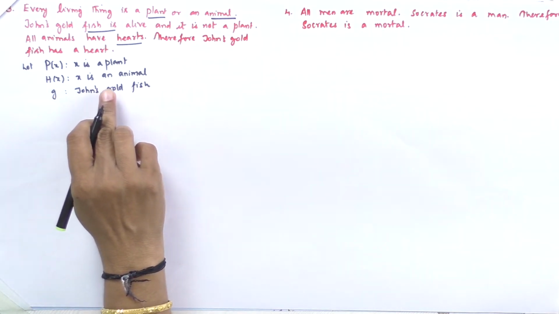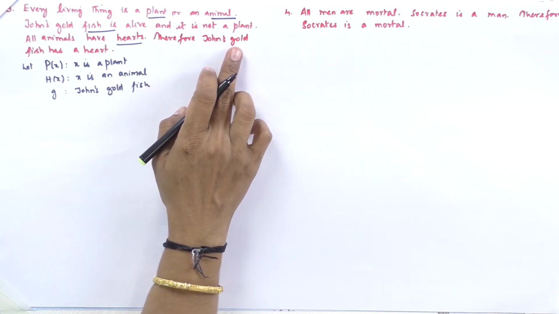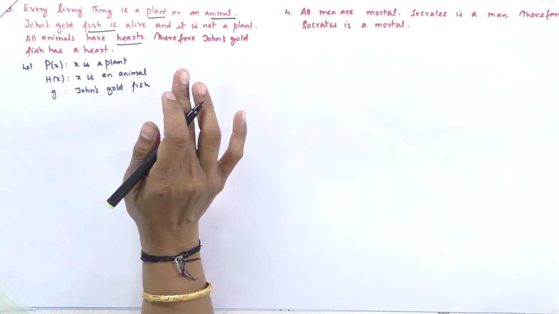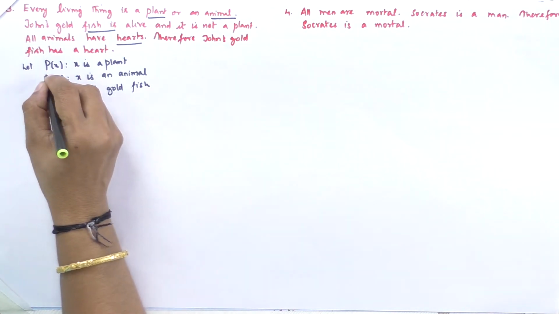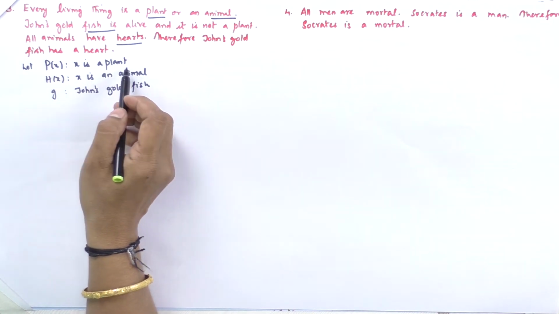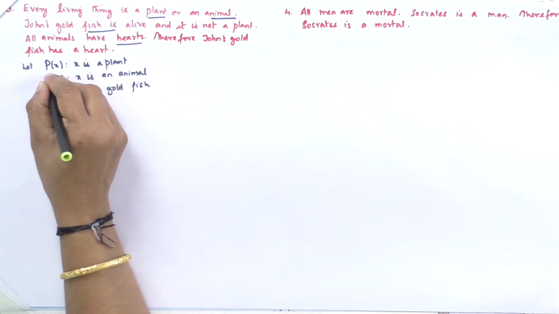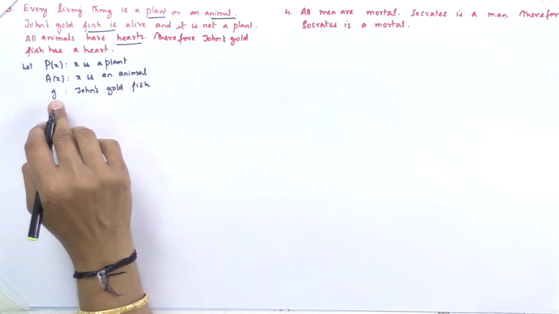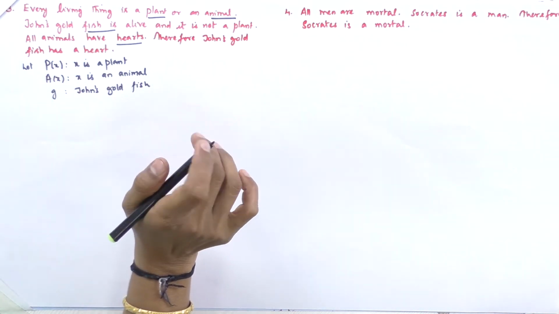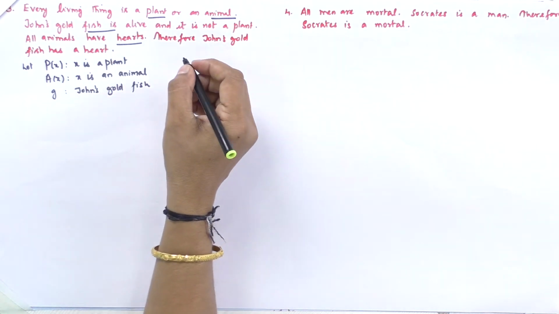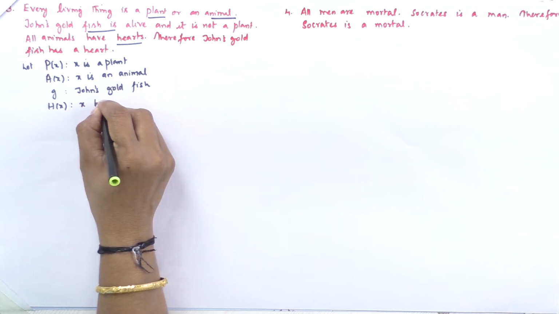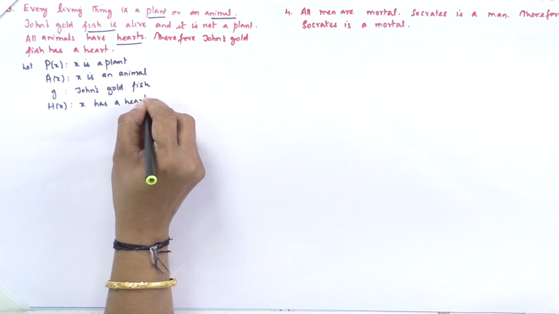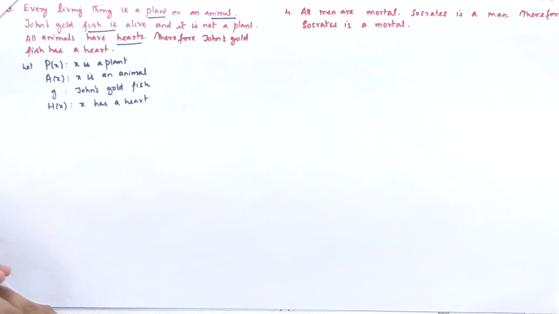All animals have hearts. So we will have the notation in a different form. Let P of x be x is a plant. Let me denote A of x, x is an animal. Then G to be John's goldfish. And all animals have hearts, that is H of x to be x has a heart. Right, so these are the keywords we have identified, and now we will have to frame the premises.